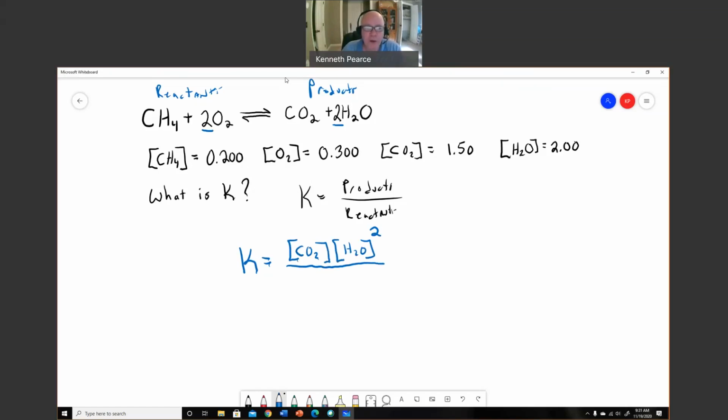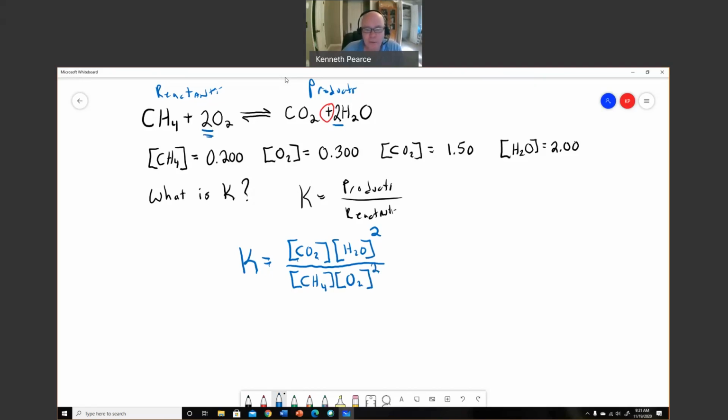We're always multiplying, we're never adding. Even though we have a plus up here, that doesn't mean anything as far as equilibrium expression goes. Now, we do reactants, and that is the methane, CH4, times the oxygen, and it's also going to have a 2 as an exponent.